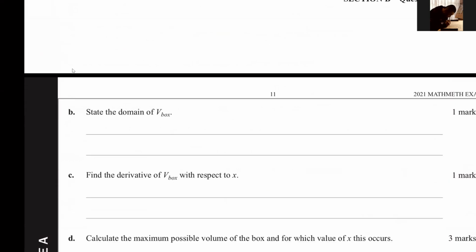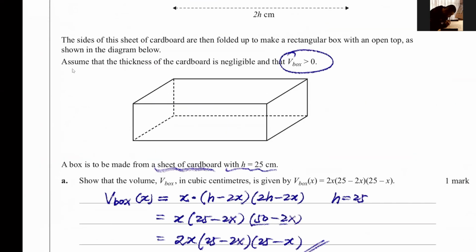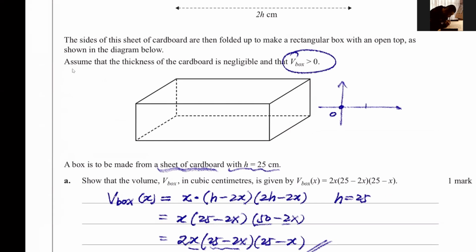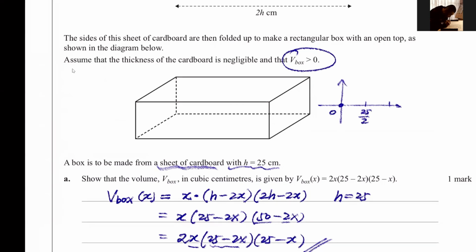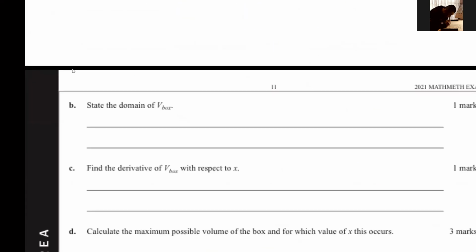State the domain of V box. Now you need to look at the question. V box is greater than 0. So if you think about the shape of this cubic, you have a 0 here, and 25 minus 2x equal to 0, so x equals 12.5. And also 25 minus x will give you 25. This is a positive linear. This is a negative. This is a negative. So multiplied together, you will get a positive cubic. So you are expecting some sort of cubic graph like this. But to make sure V is greater than 0, you have to select this part. So it's from 0 to 25 over 2, exclusive.